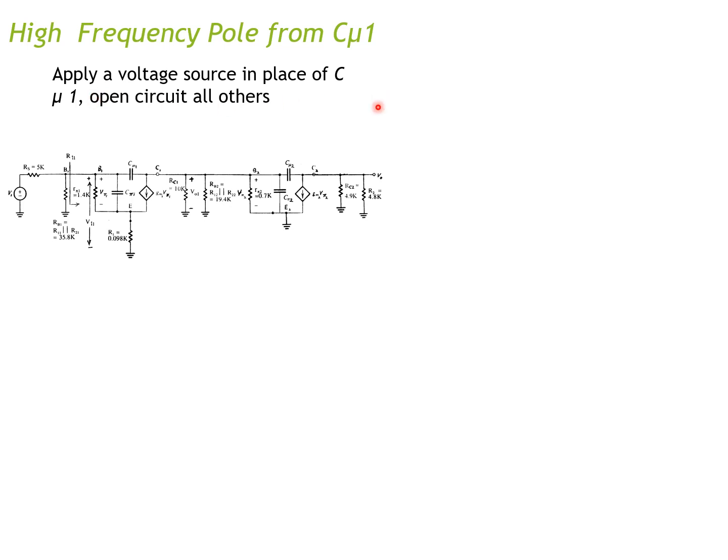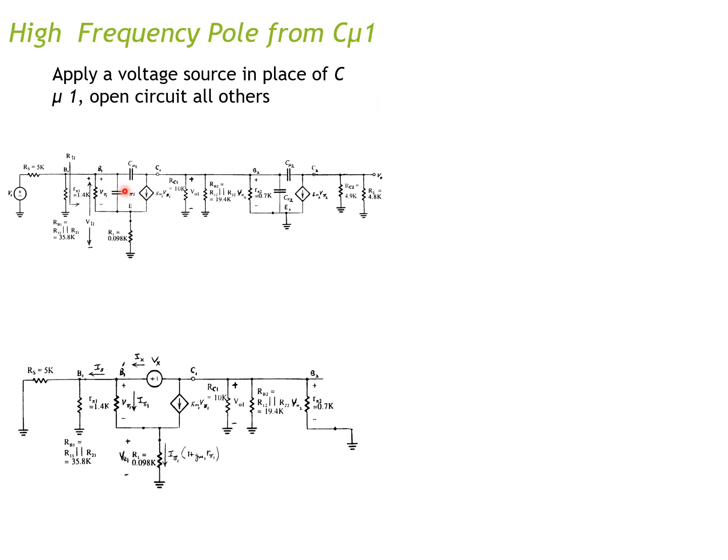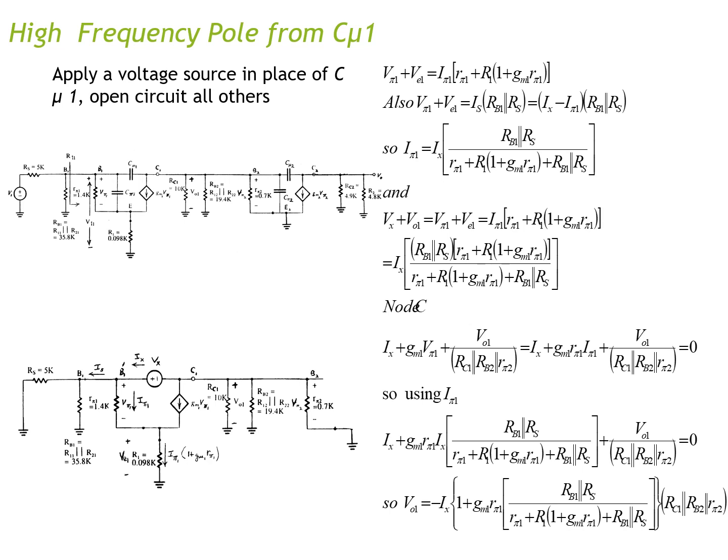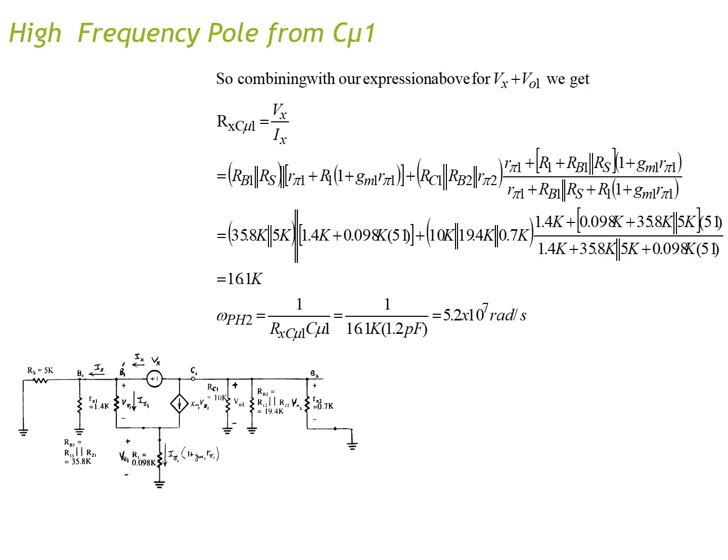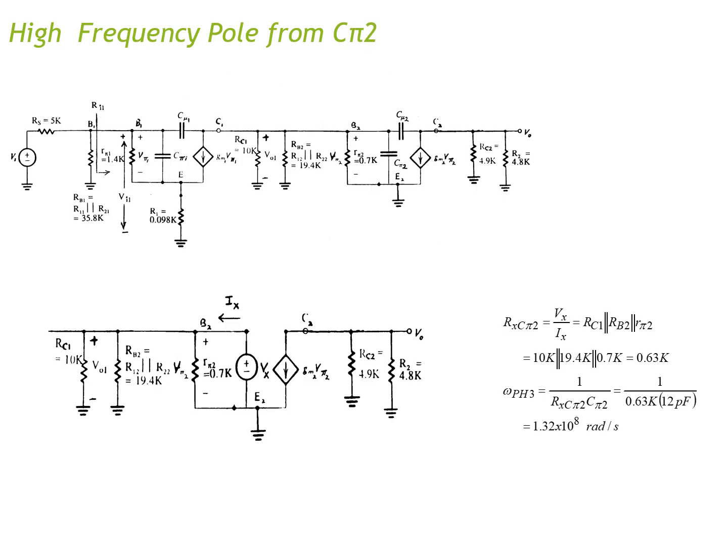So for C mu 1, now you do the same thing. You put a VX in here, you open the rest. You work on the analysis, and I will save this for you to go through later, but we have been over 1 hour. But anyway, at the end, after you find the RX for C mu 1, you plug in the number, you can have 5.2 multiplied by 10 to the 2 per second.